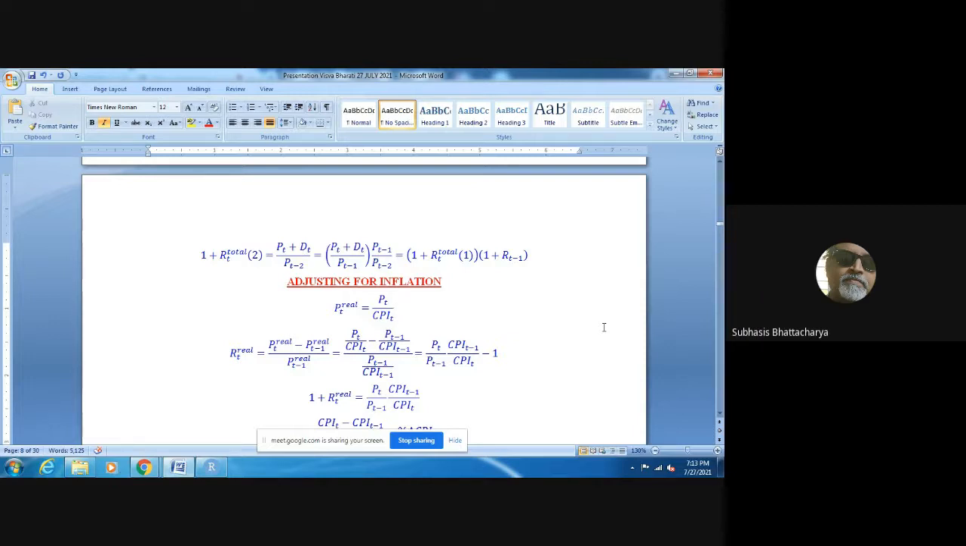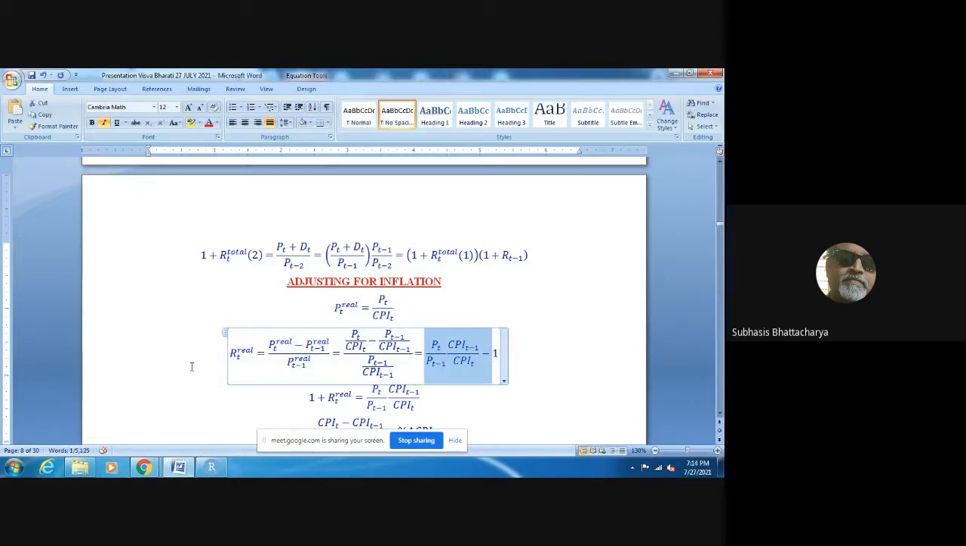So it is deflated. When it is deflated, we get the real price, that is Pt by CPIt, and the real return is what? The real return is Pt real by Pt minus 1 real, minus 1. And what is Pt minus 1 real? In terms of the above form, that is Pt by CPIt and Pt minus 1 by CPIt minus 1, divided by this, and we get this form.